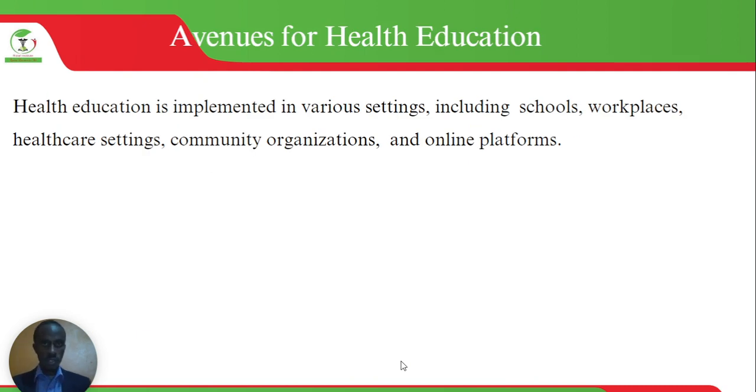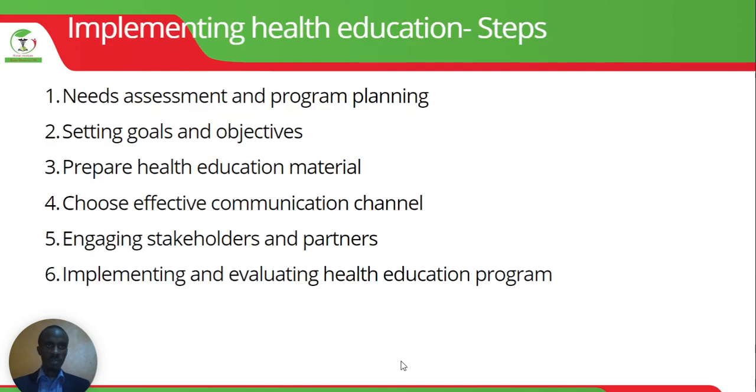So avenues of this health education could also include schools, workplaces, health care settings, the community, and online platforms. So implementing health education can be a stepwise kind of thing, and it might include these 6 steps, and one of them is needs assessment and program planning. Then step number 2 will be to set goals and objectives for your health education activity. Step number 3 will be to prepare health education material that you're going to use during your health education.